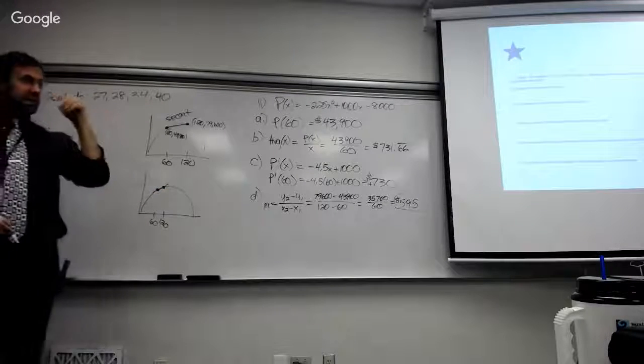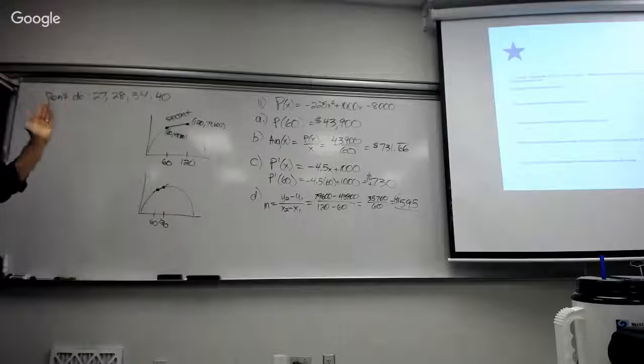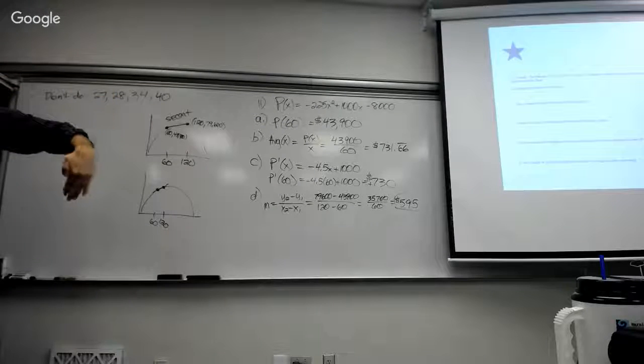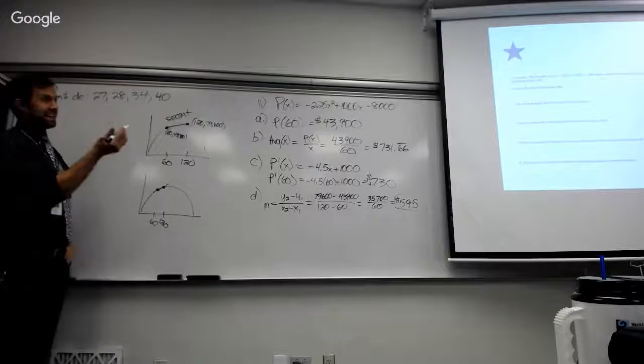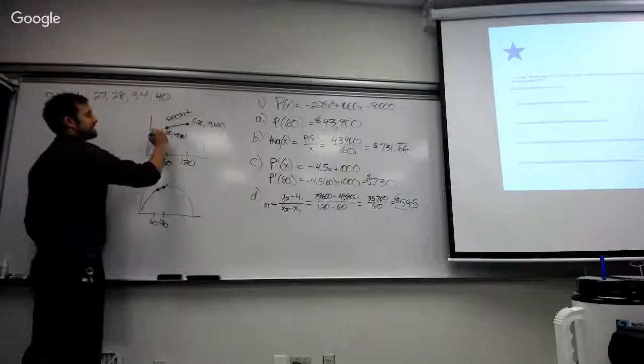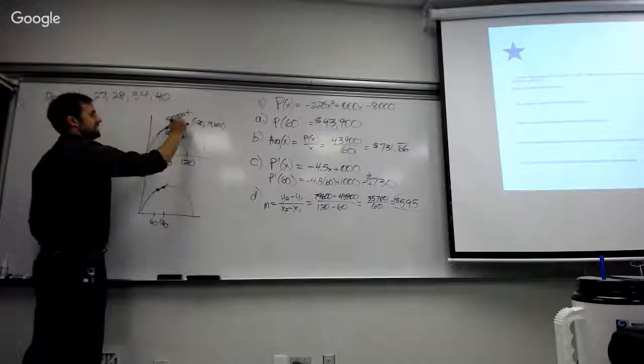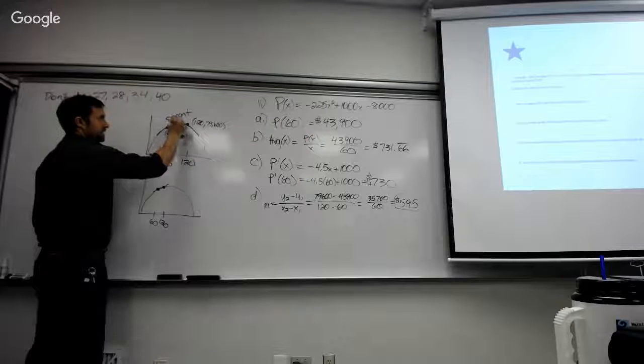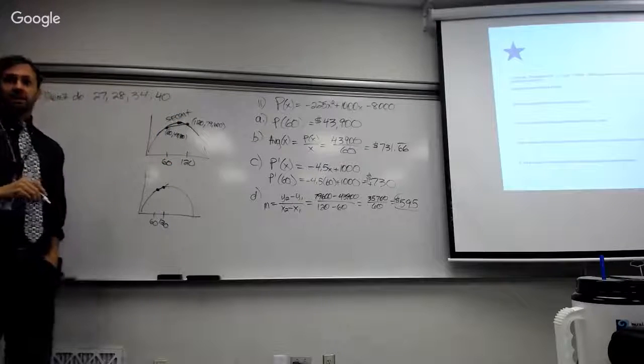And so that's finally part E, the number of units sold when profit stops increasing and starts decreasing. Well, what is that? That's a really nice way of saying it. What does it mean that profit stops increasing and starts decreasing? Yeah, that's the maximum.